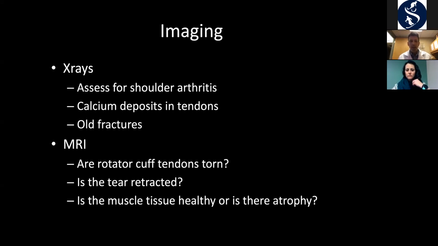With an MRI, again, the x-rays are just going to show us the bones. The MRI is going to show us all the soft tissue and the bones. So we're going to see the tendons, the muscle, the cartilage. And so we can see, is a tendon torn? Is the tear retracted? Is it pulled away from its attachment site? And then we look at the muscle itself and see if the muscle's healthy or if there's that atrophy and that fatty infiltration of the muscle tissue.